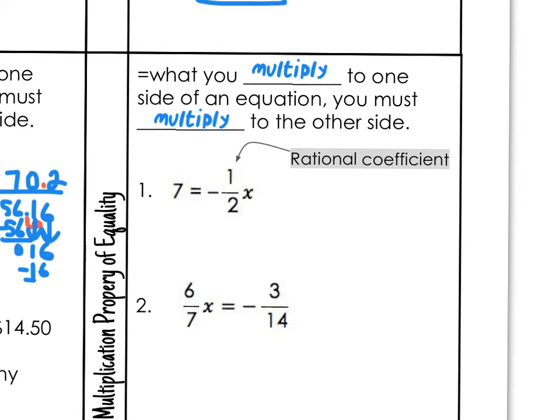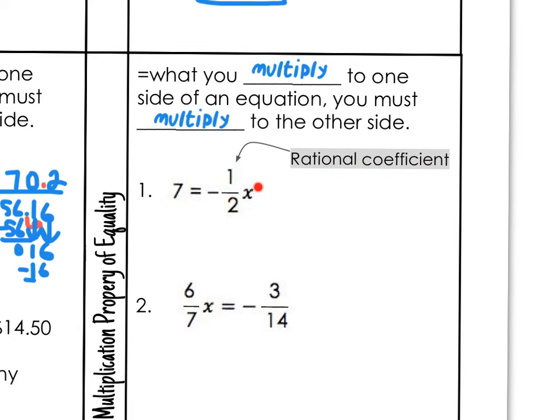So these are the rational coefficients. Remember, a coefficient is just a number in front of the variable, being multiplied to the variable. So a rational coefficient is just a number that's either a fraction or something that can be written as a fraction. Okay, so this is our rational coefficient. Anyways, that's just vocabulary there.